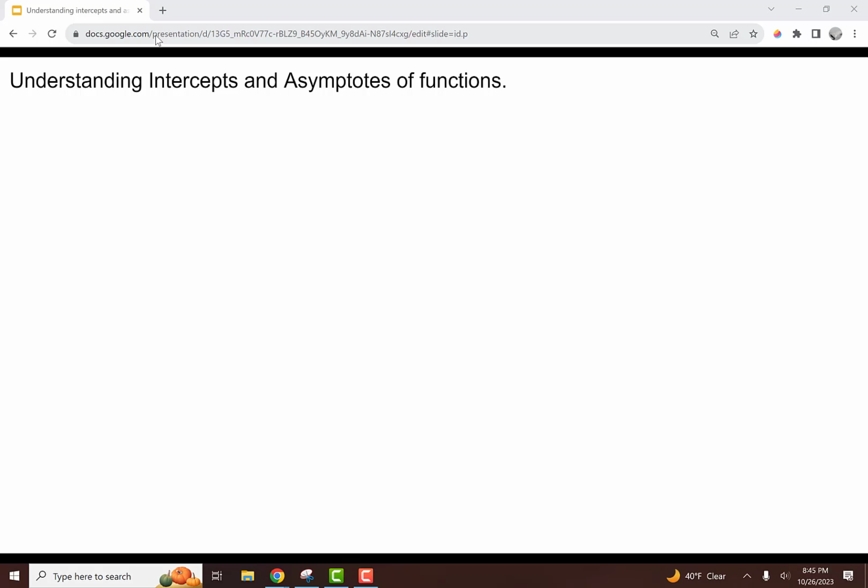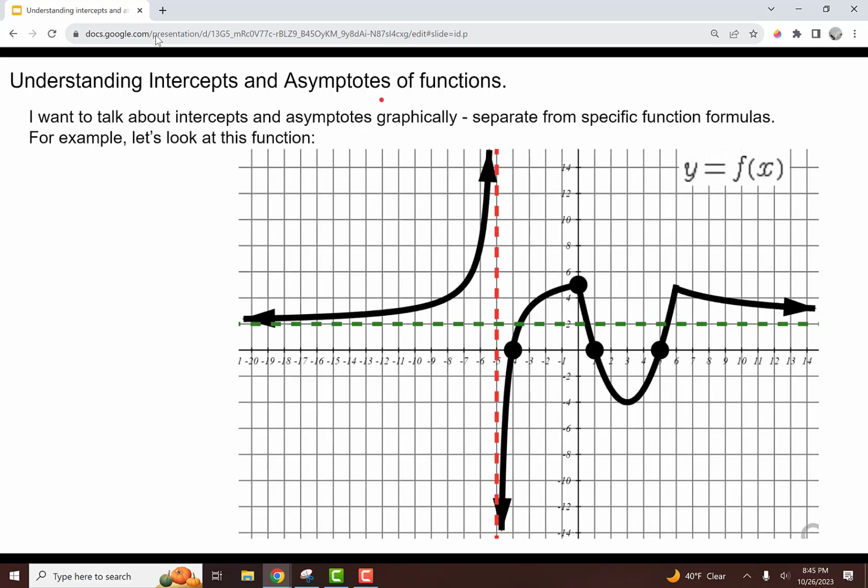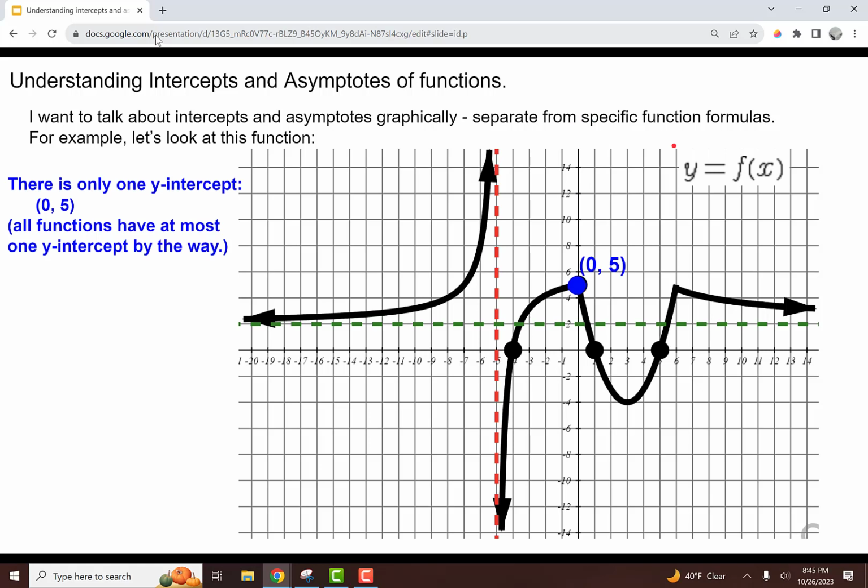I wanted to make a video about understanding intercepts and asymptotes of functions, and I didn't want to do it in the context of specific functions, but functions kind of in general. And so here's a really strange function I created, f of x. Do you see how there's only one y-intercept at (0, 5)? Of course, all functions have at most one y-intercept.